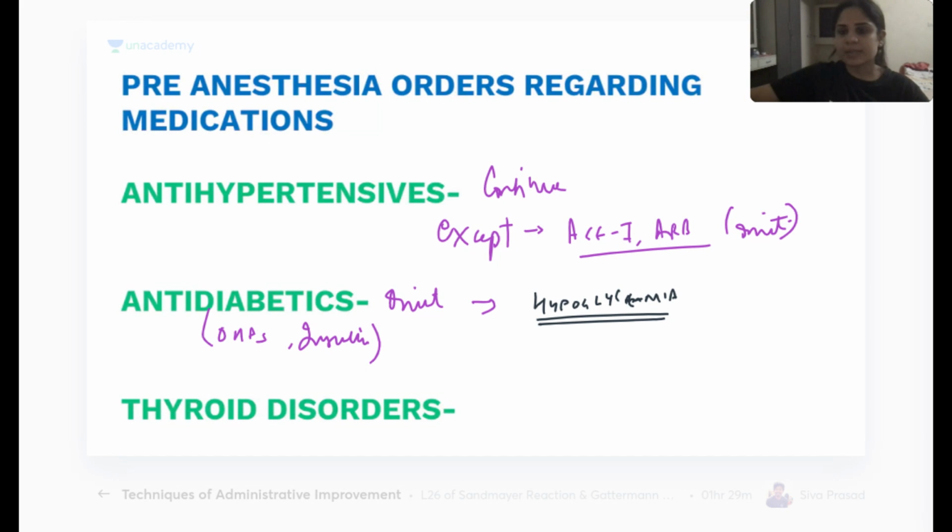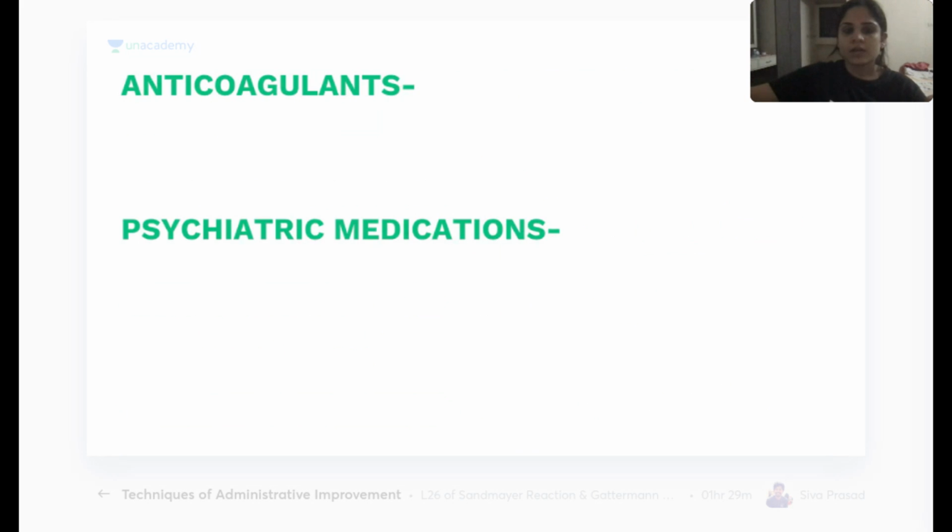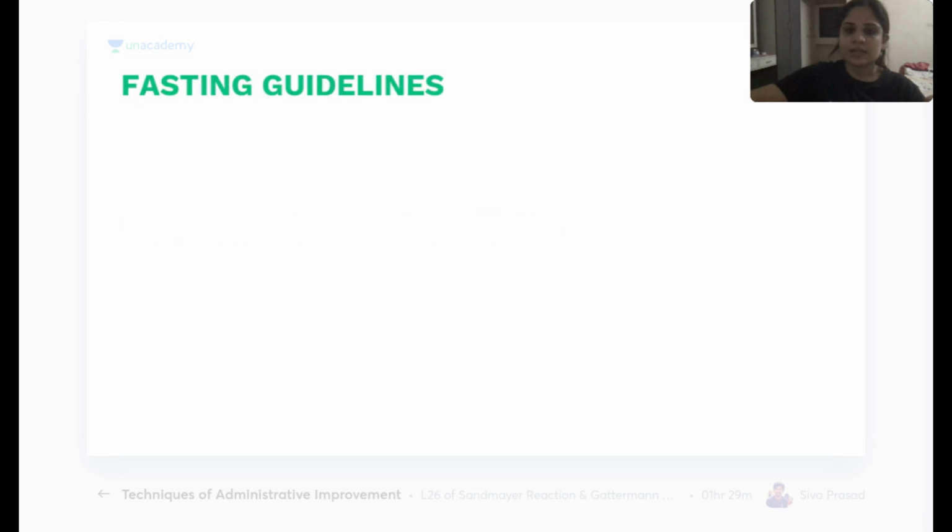My thyroid medications. If my patient is hyperthyroid or hypothyroid, what should I do with my thyroid medications? Thyroxine, levothyroxine in hypothyroidism, or anti-thyroid drugs like carbimazole, methimazole, propylthiouracil. What to do? Yes, any kind of thyroid medications, continue on the day of surgery. Psychiatric medications, continue or stop?